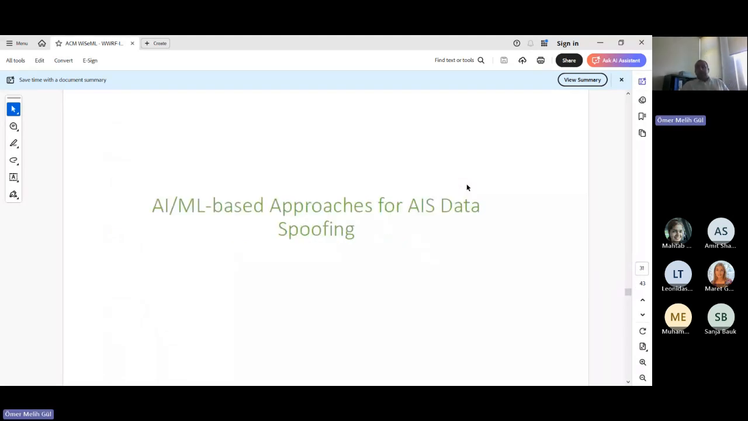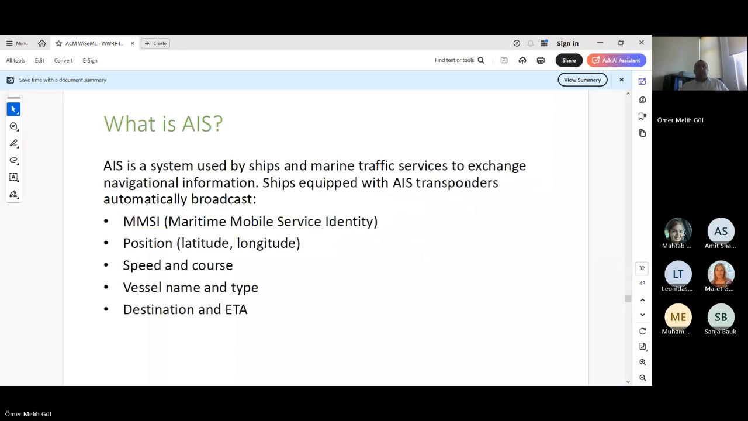Now we talk about the AI/ML based approach for AIS data spoofing. In the first approach, in ground and aerial communication, we used especially the supervised approach. When you consider security, anomaly detection is important. Classification is important. Generally, they do the classification with AI/ML based classification in the supervised approach.